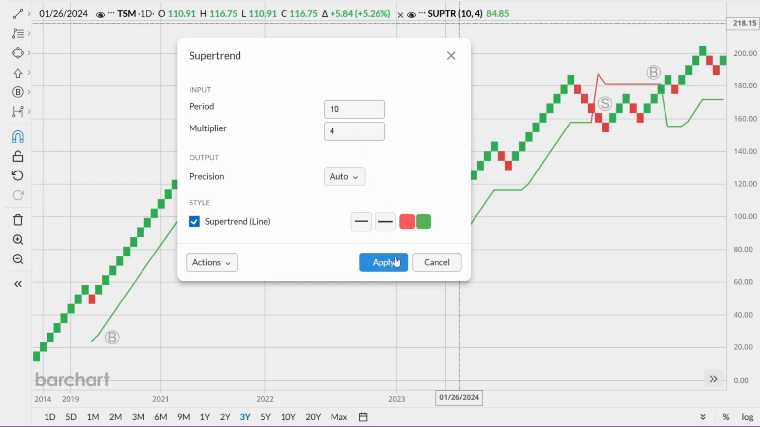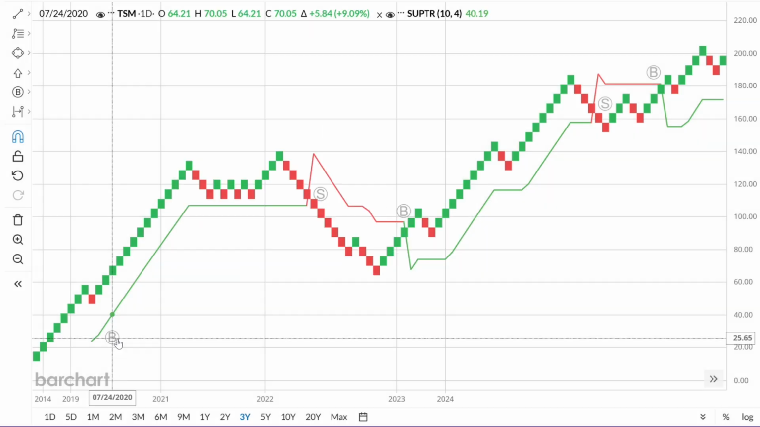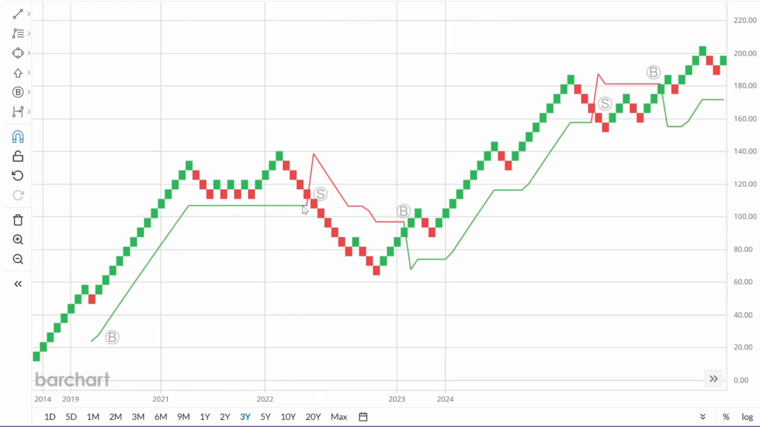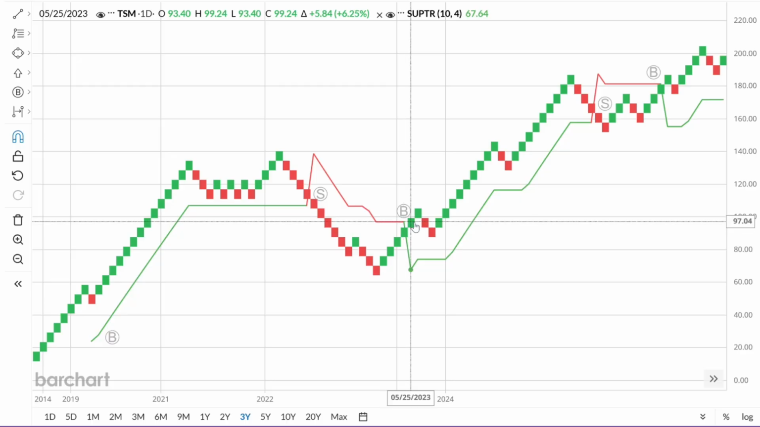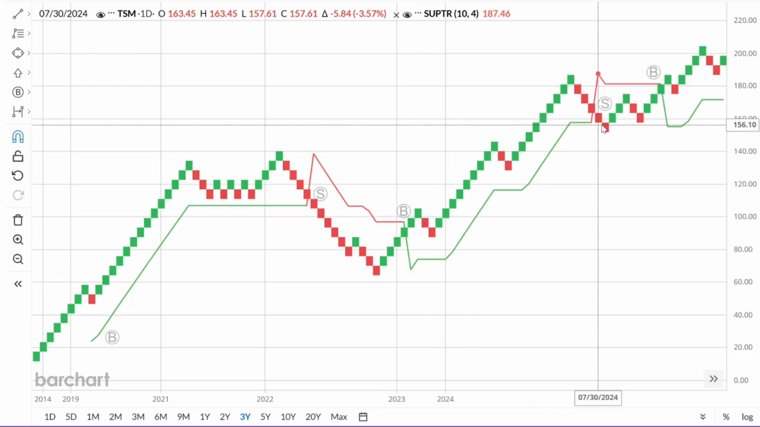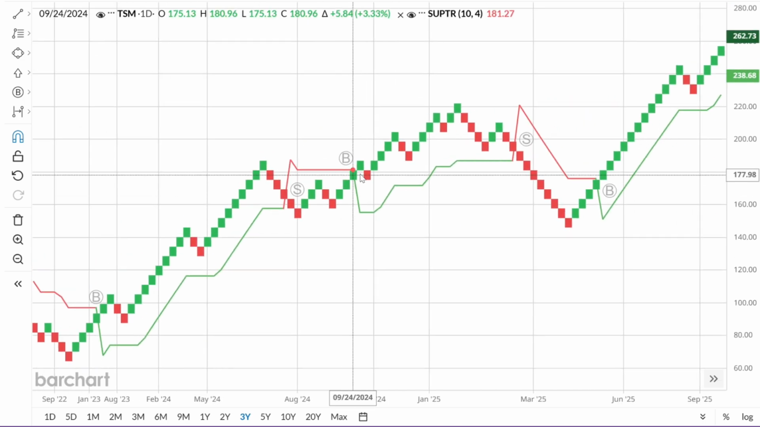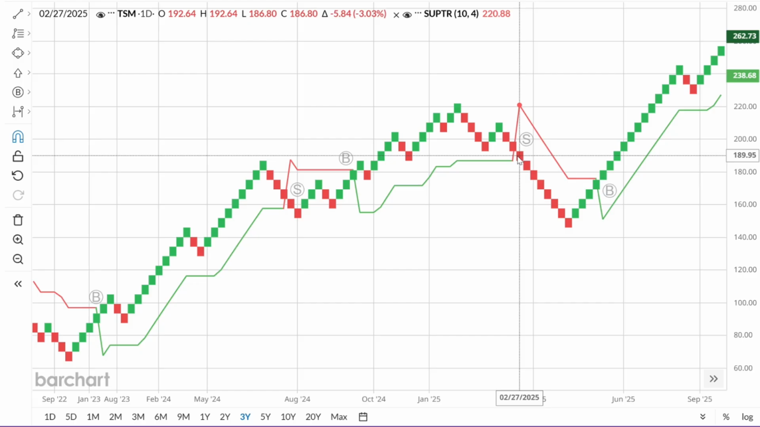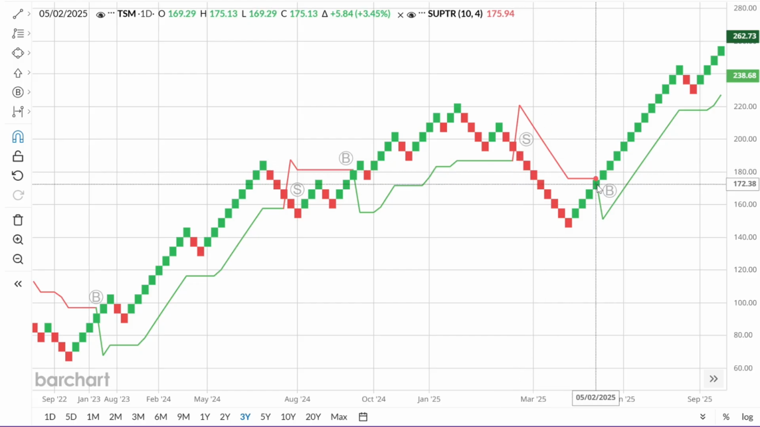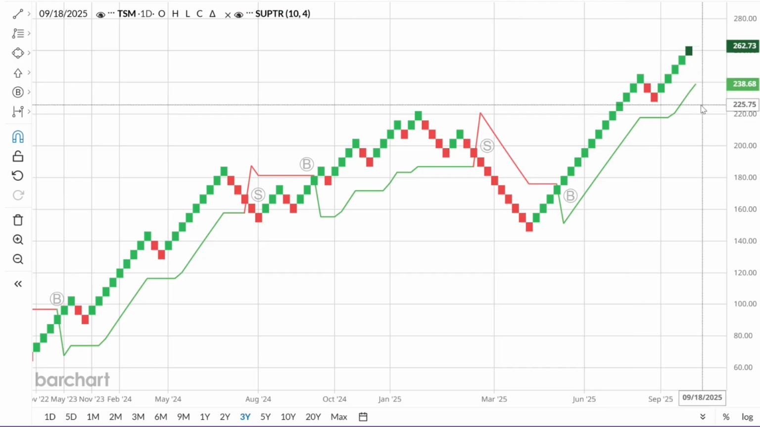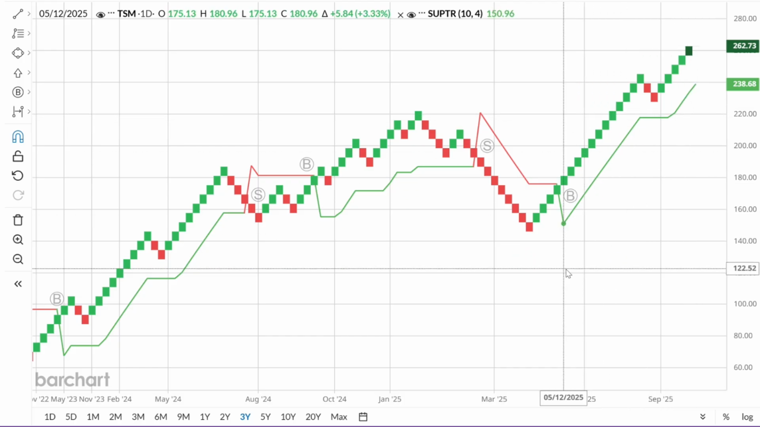And look how clean the signals are. First, it gave a buy signal around $25, and we held all the way to about $107 before a sell signal. Next, we bought again around $90, and then sold at about $158. Another buy at $178, sell around $188. Then one more buy at $170, which would still be holding today as the stock trades around $262. That's just one indicator giving clear guidance without constant in and out noise.